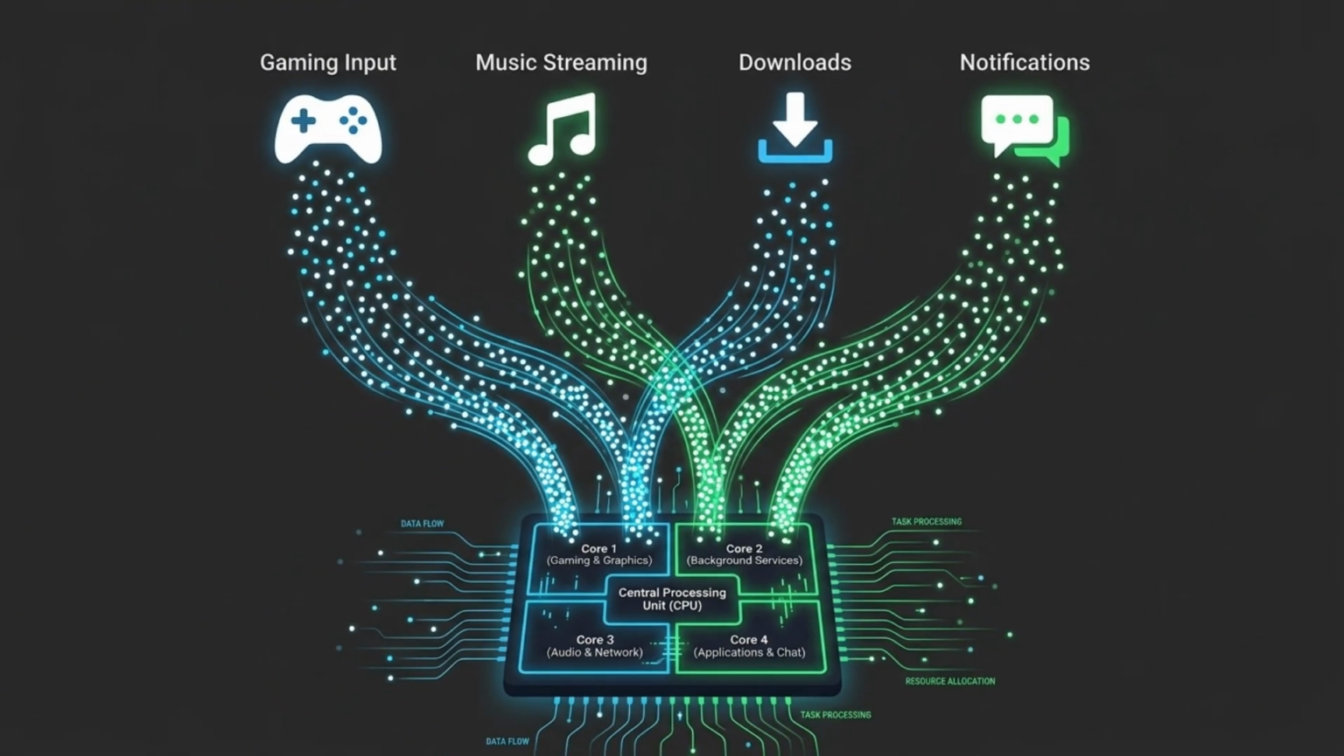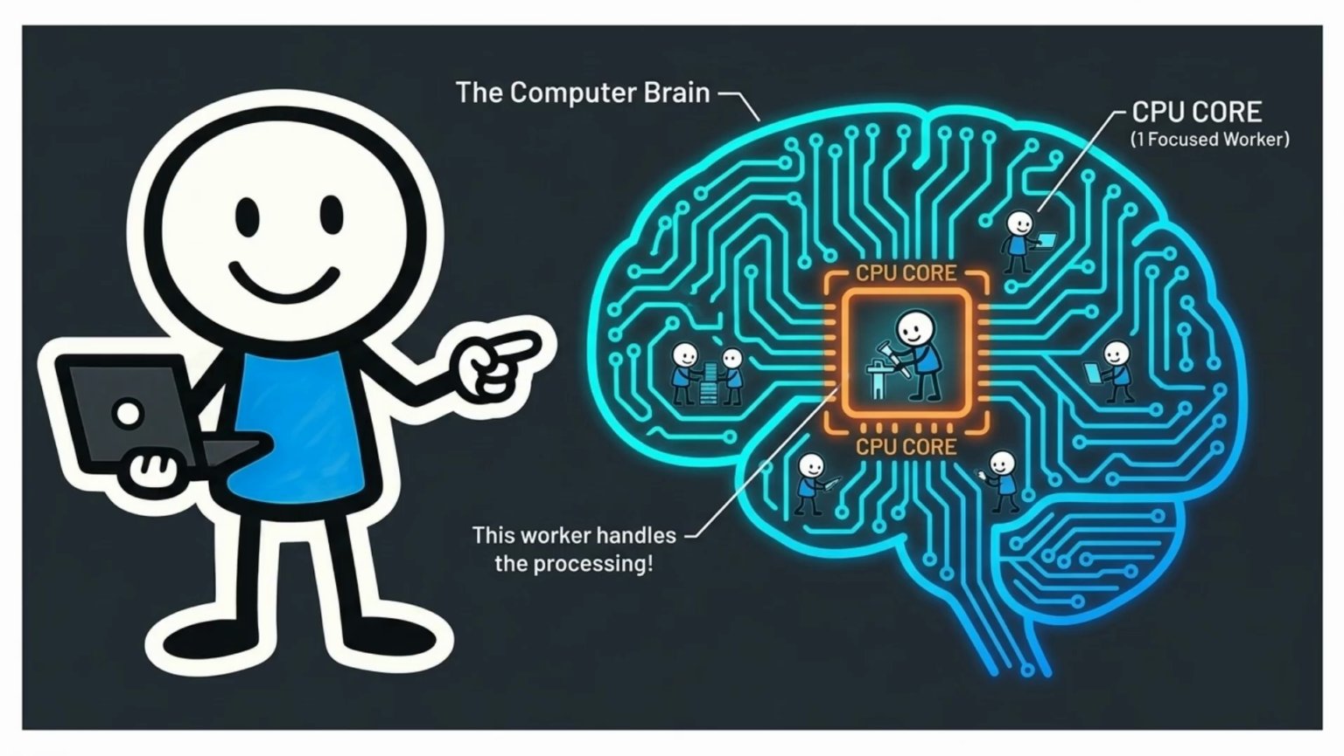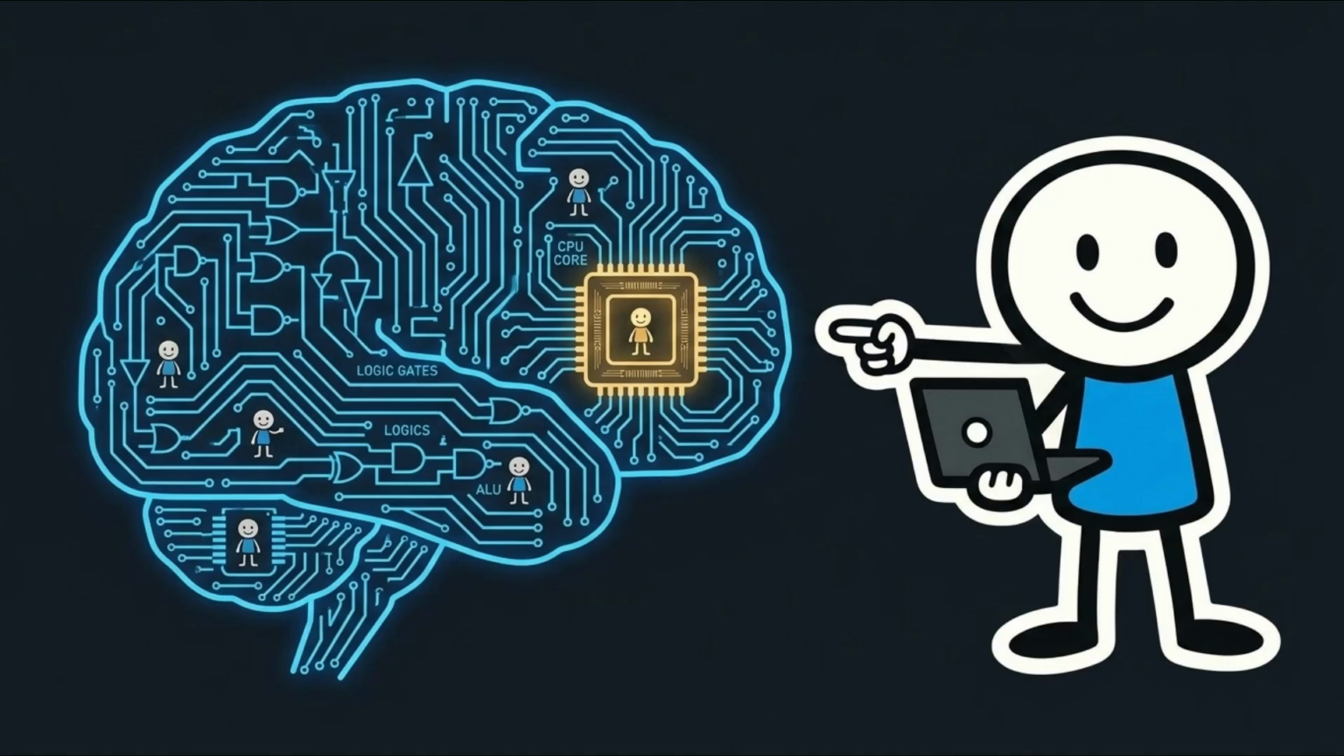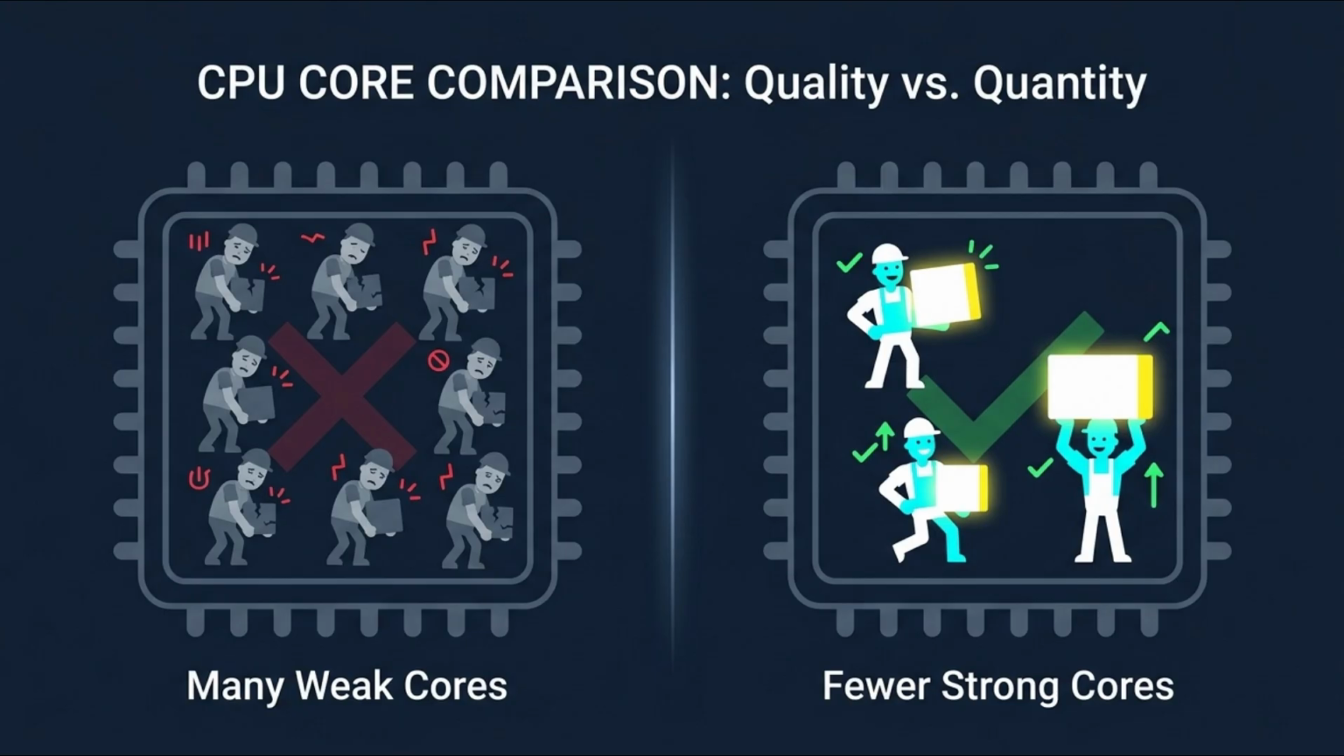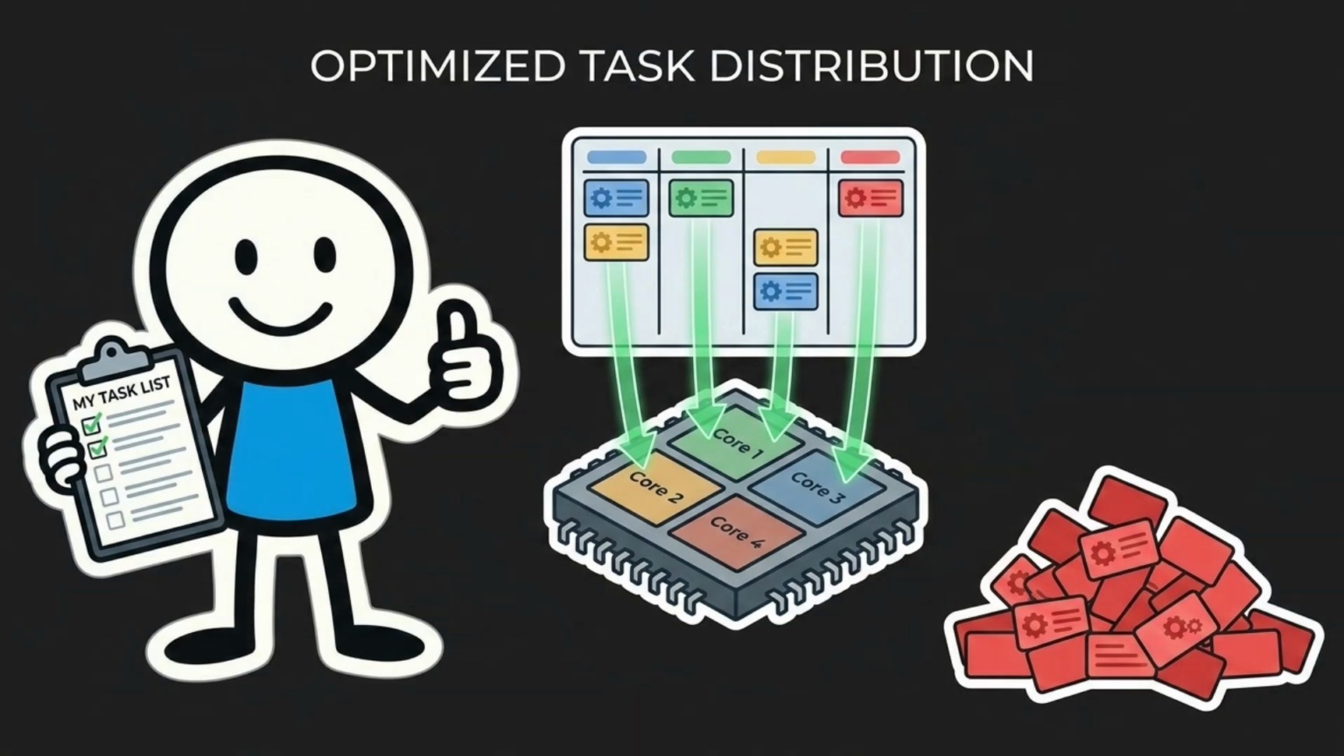So when you are gaming, listening to music, downloading a file, and chatting with friends, your CPU is really organizing thousands of tiny pieces of work in the background. A CPU core is not the whole brain of the computer. It is one worker inside the brain. The more capable those workers are, and the better the system uses them, the smoother your computer feels.